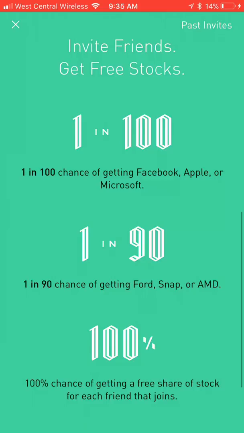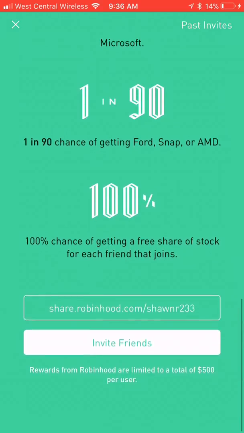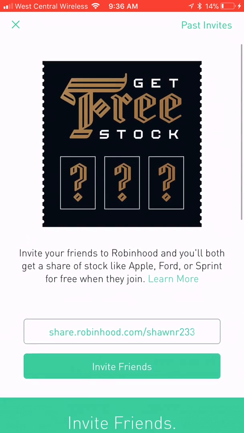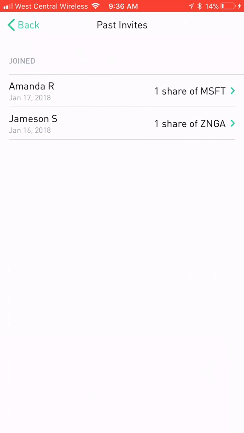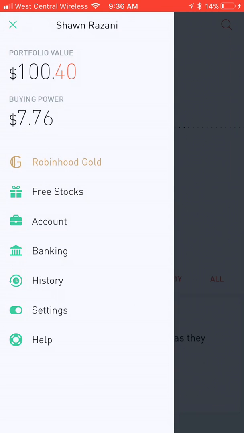So one of the ones that I got one time was a Microsoft, so I got very lucky. But usually you get Zynga or Sirius or Chesapeake or one of the around $5 stocks from my experience anyway. So you can invite your friends on Facebook, you can message them, and if you go here to past invites, you can see that I got a Microsoft and a Zynga. I don't know if I'm pronouncing that right, but anyway, I sold the Microsoft one already, but if you look here, there's also Robinhood Gold, which I'm not real familiar with, but I know it's a margin account.